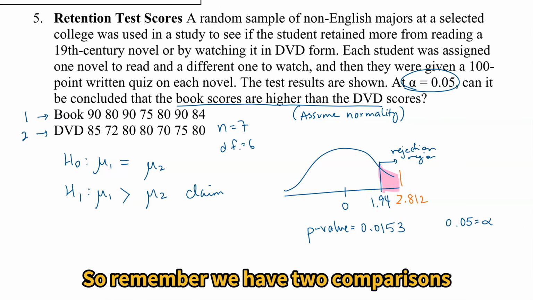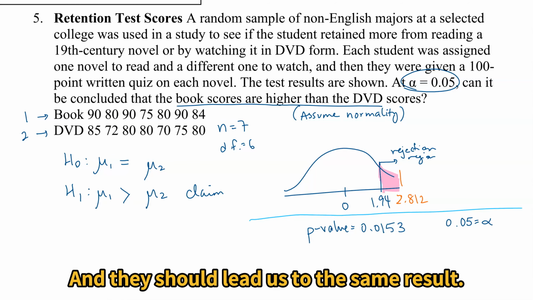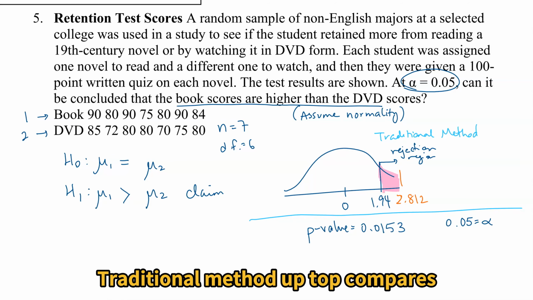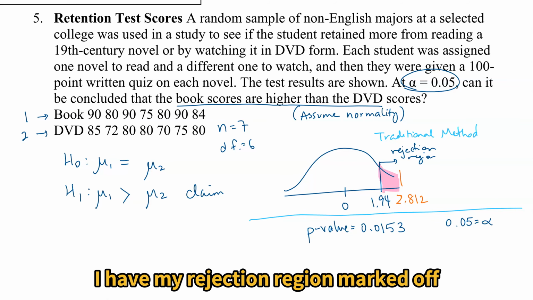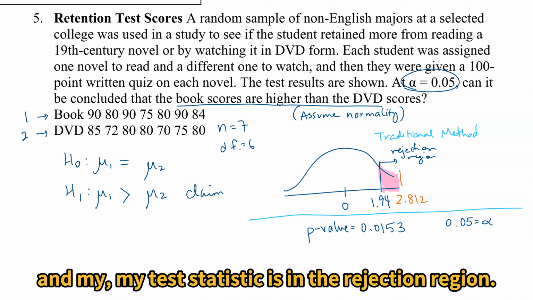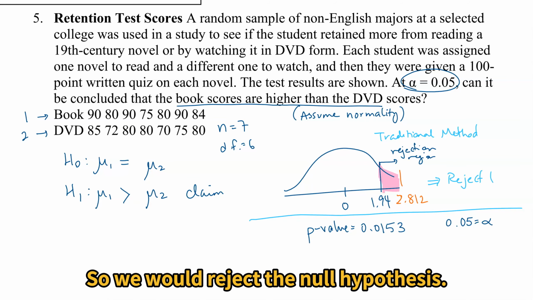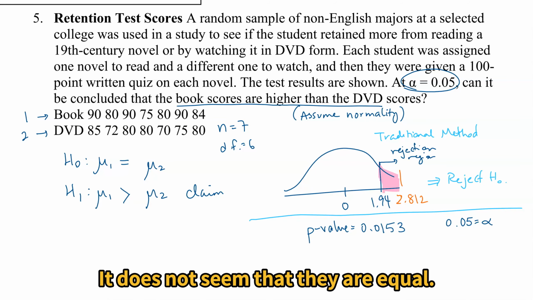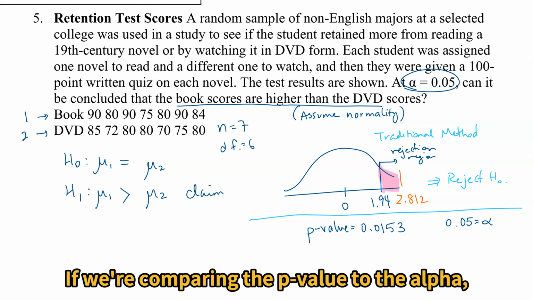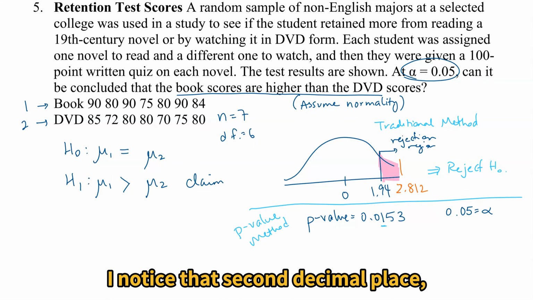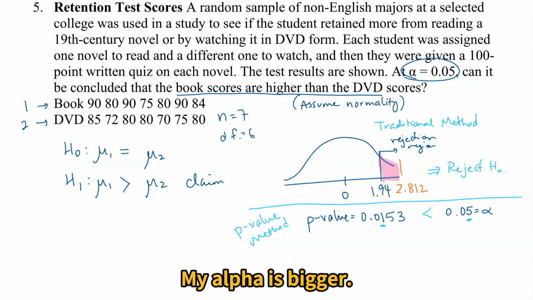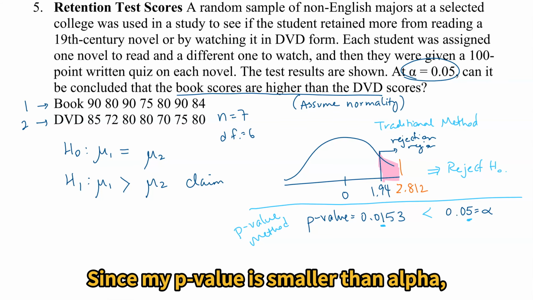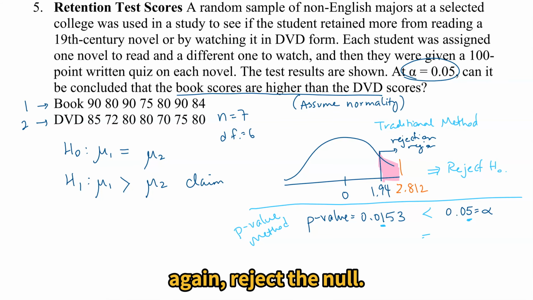So remember, we have 2 comparisons going on here, and they should lead us to the same result. Traditional method up top compares critical value to test statistic. Notice I have my rejection region marked off, and my test statistic is in the rejection region. So we would reject the null hypothesis. It does not seem that they are equal. If we're comparing the p-value to the alpha, I notice that second decimal place 1, second decimal place 5, my alpha is bigger. Since my p-value is smaller than alpha, again, reject the null.